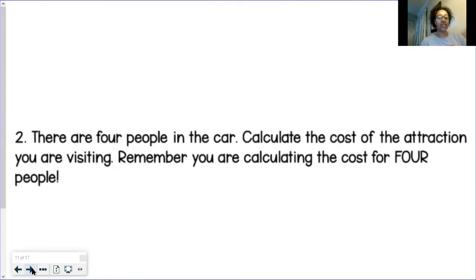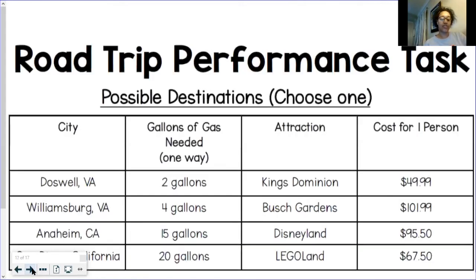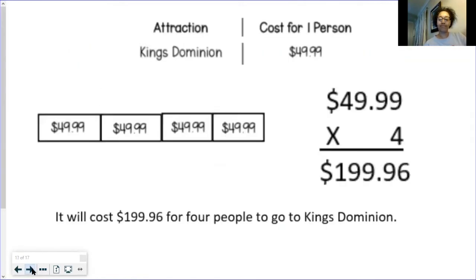Well, the next thing that we had to do was once we chose where we were going to go, we then had to pay to get into that attraction. All right. So if you decided to go to Doswell, Virginia, and you went to King's Dominion, it showed us the cost for one person. I made a tape diagram because there were 4 people that were getting into King's Dominion. I also wrote a sentence to answer the question, how much it would cost for 4 people to get into King's Dominion.